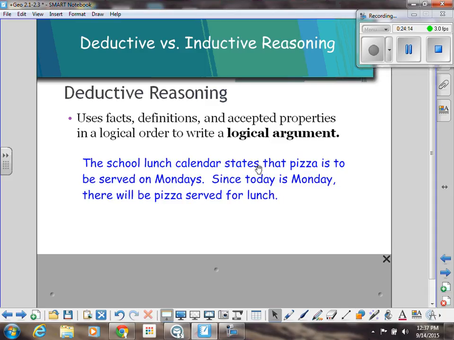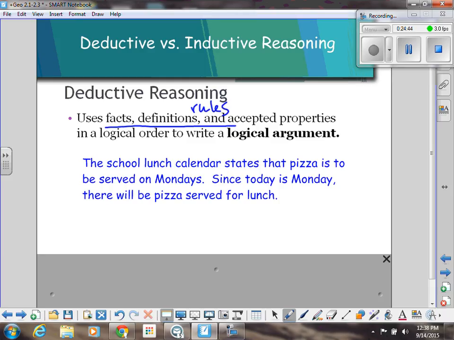For example, if our lunch lady says, the school calendar states that the pizza is always going to be served on Mondays. And since today is Monday, and it actually is Monday today, we would conclude that they're going to serve pizza, right? Because this is a rule. Think of deductive reasoning. These are all rules. Rules that someone made, right? Either with a definition or a fact or logic, rules of logic.